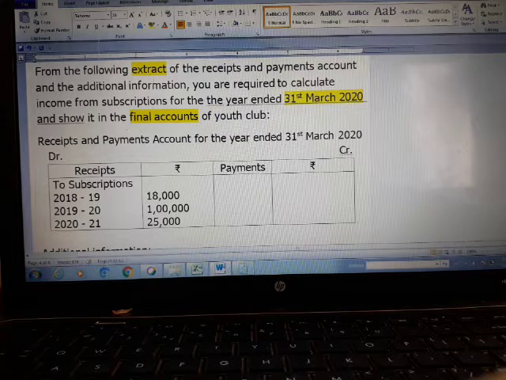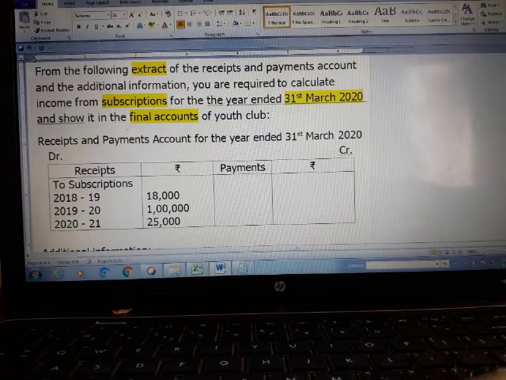Okay, from the following receipts and payment, you have additional information, you are required to calculate income from subscription, which means you have to give the treatment of subscription. Also you have to prepare the balance sheet. So final account is nothing but you need to prepare the balance sheet. So don't take it into mind that only if they ask to prepare a balance sheet do we have to prepare it. If the question says final accounts, we need not prepare a balance sheet? That is not the case. Even final accounts means it is the balance sheet, we need to prepare it.